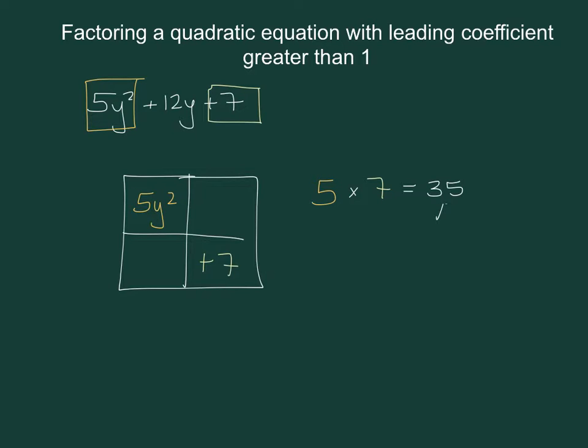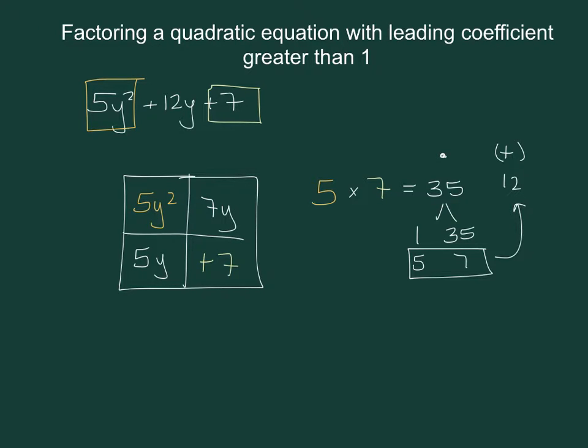Then we find all the factors of 35: 5 and 7, and that's it. If this is the multiplication, then the addition must be 12, and 5 plus 7 is 12. So at this point I'm going to put 5y here and 7y here.